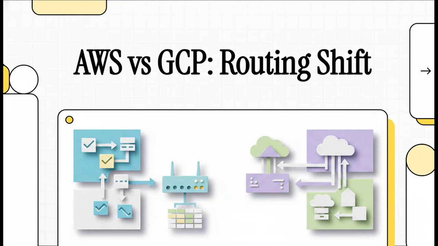Welcome to today's Explainer, where we are decoding the profound architectural differences in how AWS and Google Cloud Platform handle internet routing. Look, if you've spent any time designing cloud networks, you already know that ingress and egress traffic flows are literally the lifeblood of your architecture.